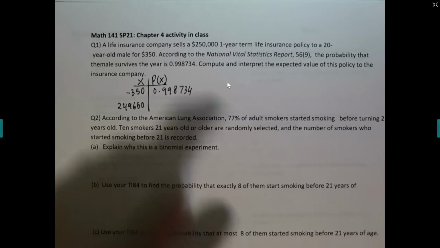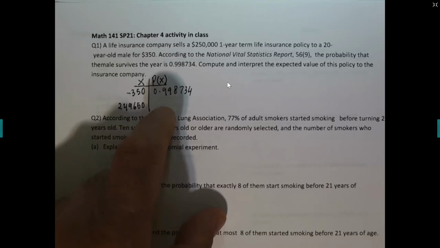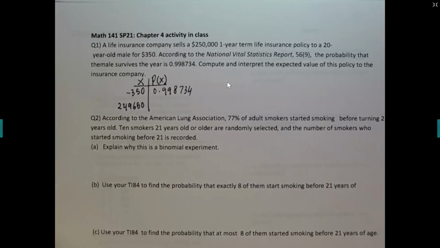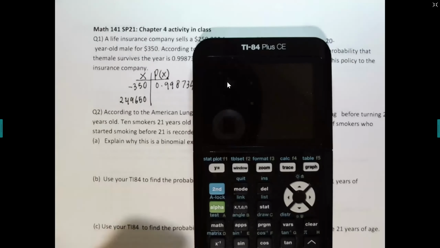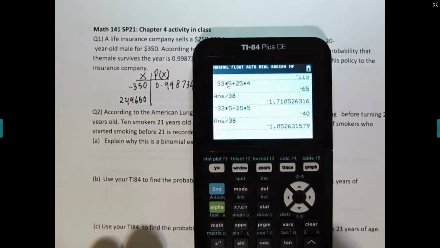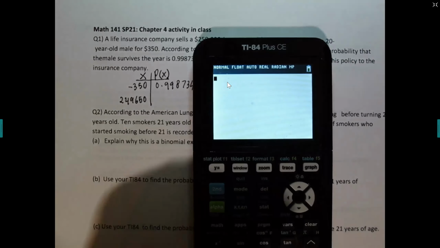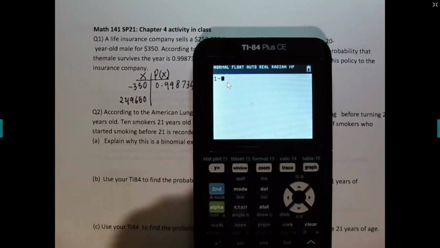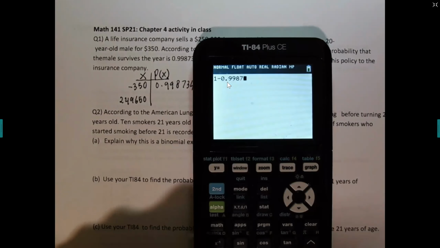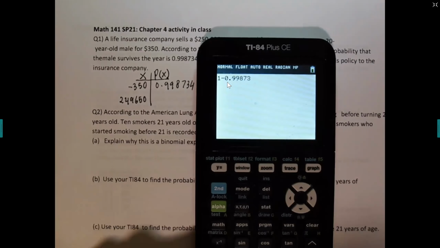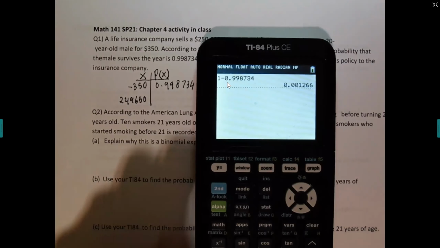Well, you know, guys, that the sum of probabilities must equal 1. So what I'm gonna do, guys, watch. I'm gonna just take 1 minus 0.998734. It will be 0.001266.